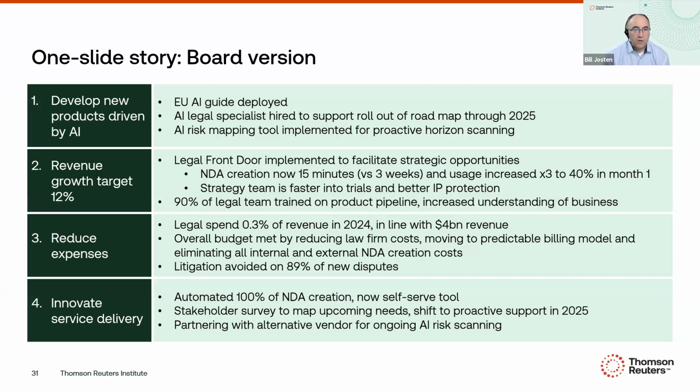Hitting that revenue growth target of 12%, we've got to be very efficient in our operations to do that. We talk about the legal front door, implementing that greater access to those strategic opportunities. NDA creation is down to 3 minutes or 15 minutes now compared to 3 weeks that it used to take to do an NDA, because we've automated 100% of that work, and the usage has increased 3x to 40% in month 1. So we're actually better papered and better protected as a business as well. And the strategy team, as a result, is now faster into trials, and we have better IP protection. So the concerns we had in the past over those large IP litigation matters are significantly mitigated now.